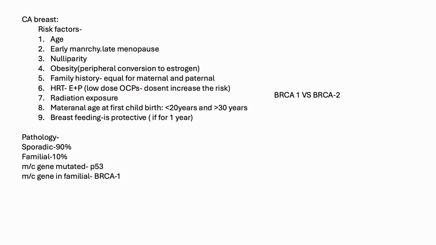Now coming to the CA breast proper, what are the risk factors of CA breast? Increased age. Any condition that increases the levels of estrogen can result in increased risk of CA breast, like early menarche or late menopause. Nulliparity. Obesity. In obesity there is peripheral conversion to estrogen. These factors all increase the level of estrogens, which increases the risk of CA breast. Family history is equal for maternal and paternal side. Okay, this is very important. It is equal for maternal and paternal side.